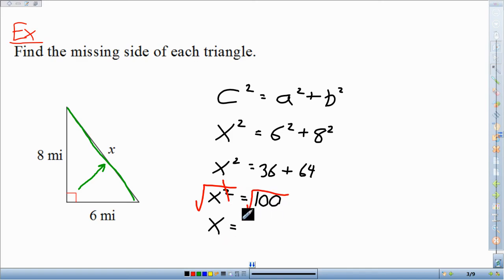Over on the right, I have the square root of 100. Again, this is where sometimes the calculator is going to be nice. This is a perfect square. You might already know the square root of 100 is 10, but if you don't, you need a calculator to type this in. So I'm getting 10.